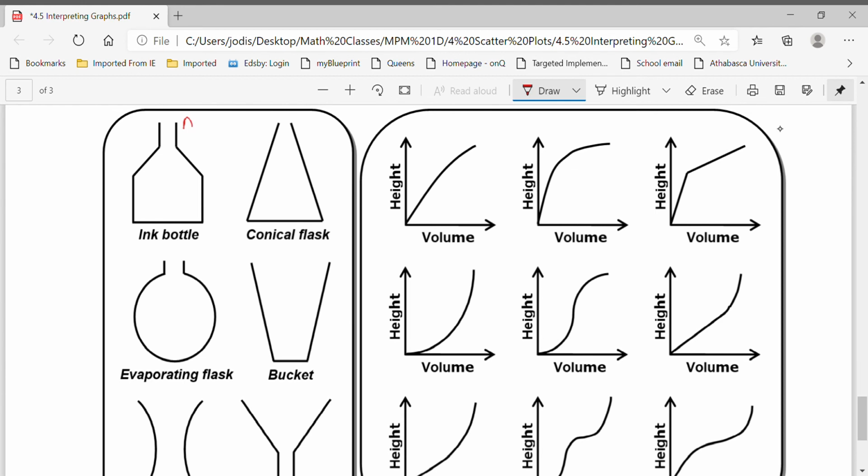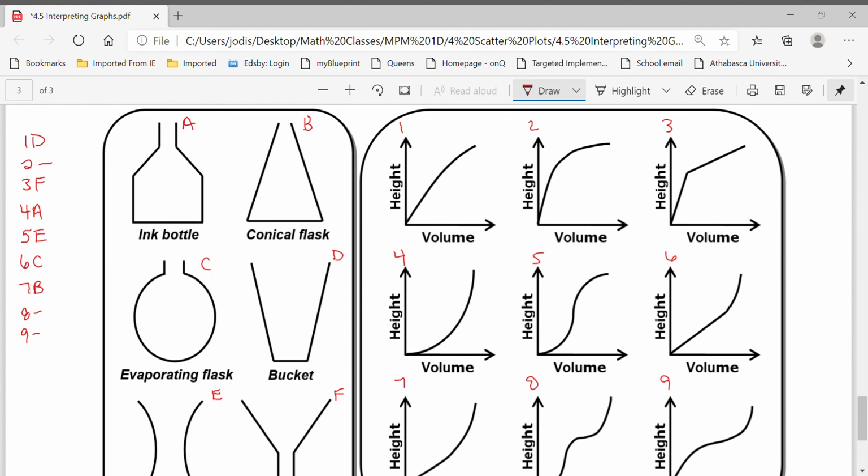I'm going to label these. So I'm going to call this flask A, B, C, D, E, and F, and then graph 1, 2, 3, 4, 5, 6, 7, 8, and 9. So if you're actually trying to figure this out, 1 is D, 2 doesn't have one, 3 is F, 4 is A, 5 is E, 6 is C, 7 is B, and then 8 and 9 don't have one.